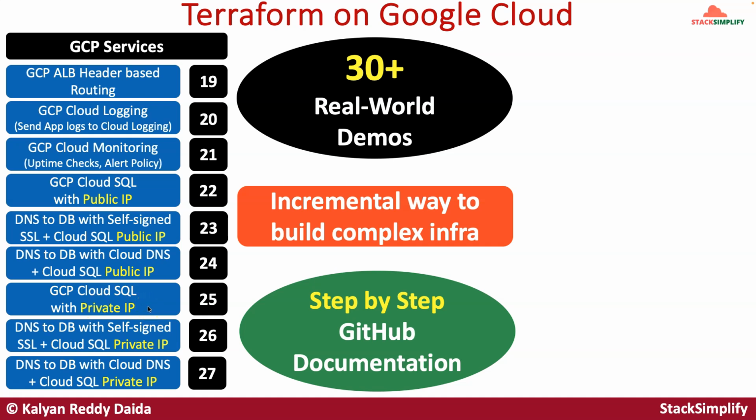So here we are going to create private service connection from our customer VPC to the service producer VPC, which is nothing but Google Cloud's VPC, so that we get a private IP for our Cloud SQL, and that private IP we are going to implement. Using that private IP, again we are going to implement DNS to DB use case, and with self-sign and also with Cloud DNS. And if you have the registered domains, then obviously you can directly implement demo 27. If you don't have, you can implement demo 26 with Cloud SQL private IP.